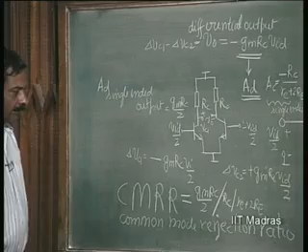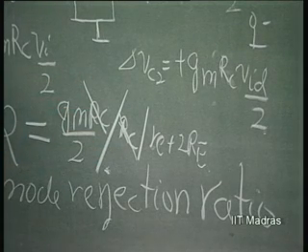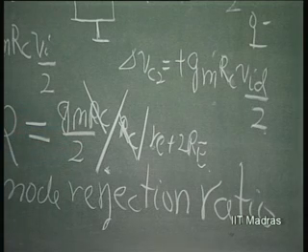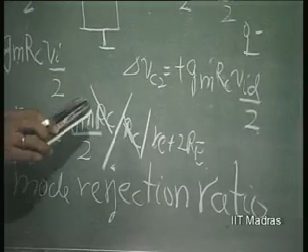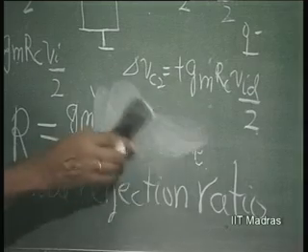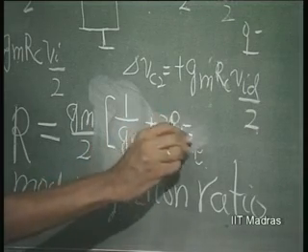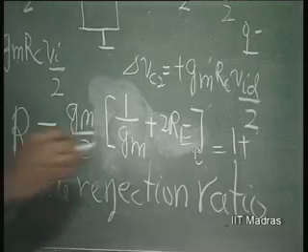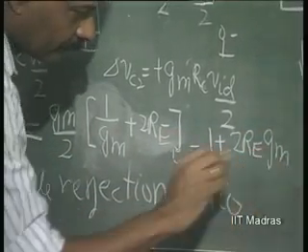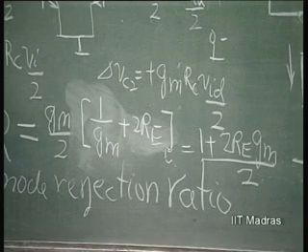This little re is equal to 1 over GM. So you see that it is independent of what? RC. It is independent of RC and it is equal to GM into, this goes up, 1 over GM plus 2RE, divided by 2. This therefore normally is going to be equal to 1 plus 2RE into GM, by 2. This is the common mode rejection ratio of any differential amplifier.